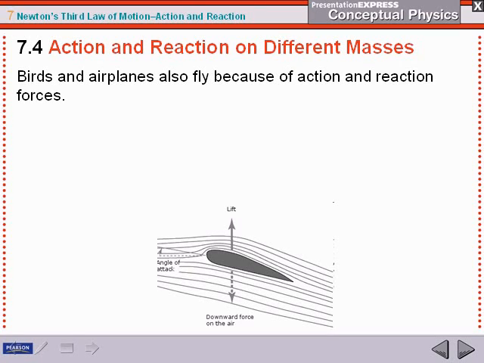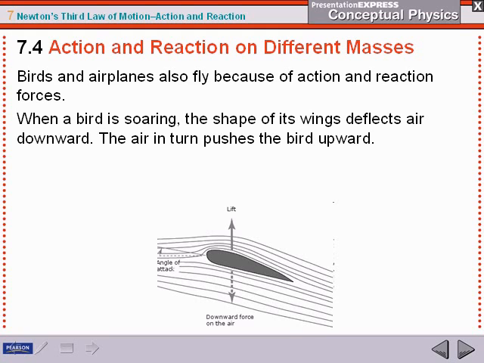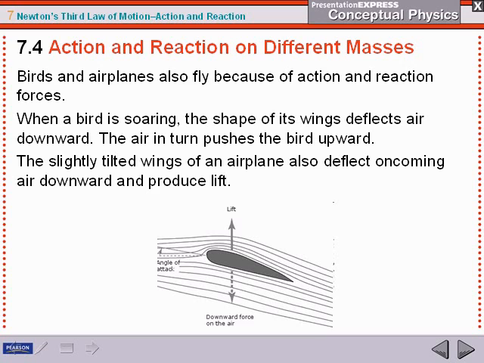Now, birds and airplanes also fly for the same reason. The airplane wing is shaped in such a way, and the bird's wing is shaped in such a way, that it forces the air to go downward, and as a result, it gives lift to the wings of the bird, causing the bird to go upward. And the same thing occurs in an airplane. It's deflecting the air coming at it, and this also produces a lift on the airplane, causing it to go high.